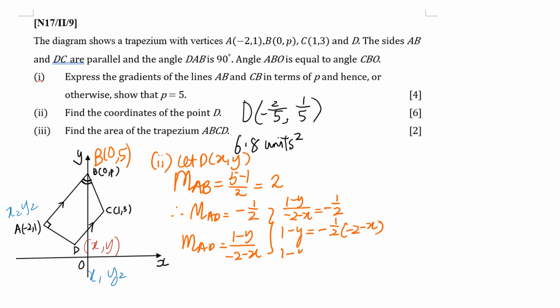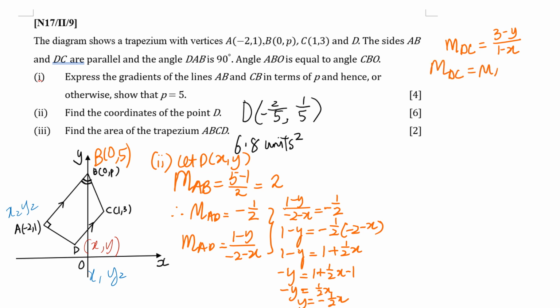Then multiply both sides by (-2 minus x). -1/2 times -2 gives you 1, and -1/2 times -x gives you +1/2 x. We're going to make y the subject here, and y is equal to -1/2 x, so we're just going to keep that as equation 1. Then the next thing is I need to find the equation of DC, so I need to know the gradient of DC, which again you make use of y2 minus y1 over x2 minus x1.